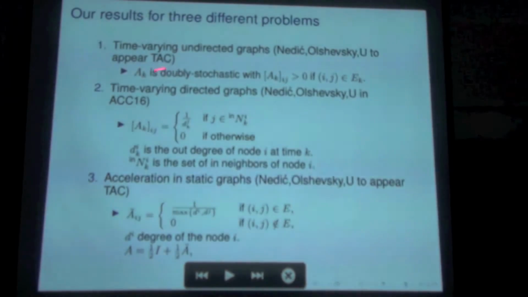So there are these 3 results that I'm going to show. What is the convergence rate when the graph is changing with time but undirected? What is the convergence rate when the graph is changing with time and directed? And what happens with a static graph? What is the optimal convergence rate when the graph is static?